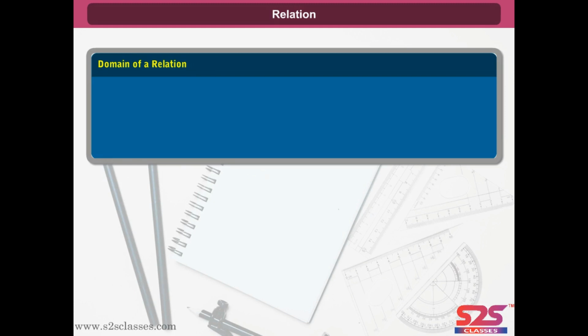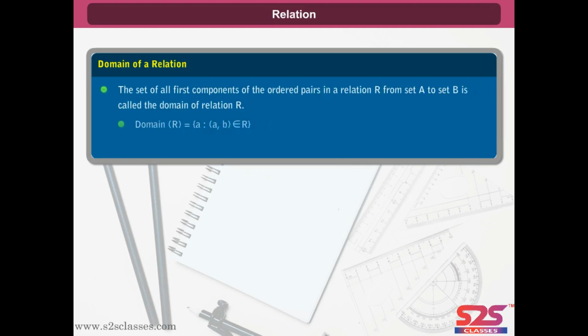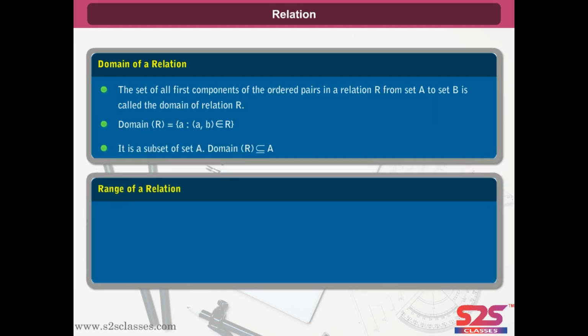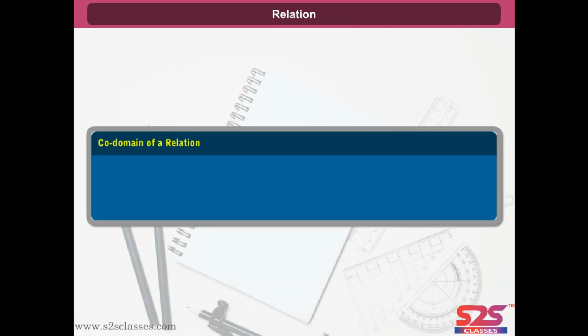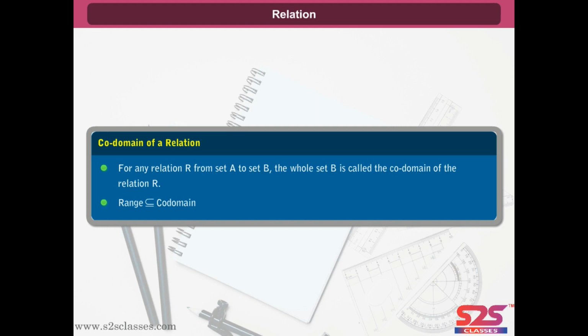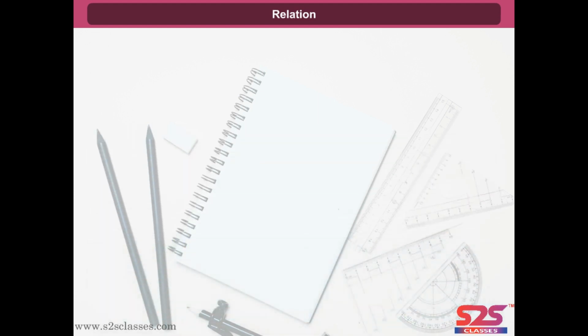Now let's define domain of a relation. The set of all first components of the ordered pairs in a relation R from set A to set B is called the domain of relation R. Range of a relation. The set of all second components of the ordered pairs in a relation R from set A to set B is called the range of relation R. Codomain of a relation. For any relation R from set A to set B, the whole set B is called the codomain of the relation R.